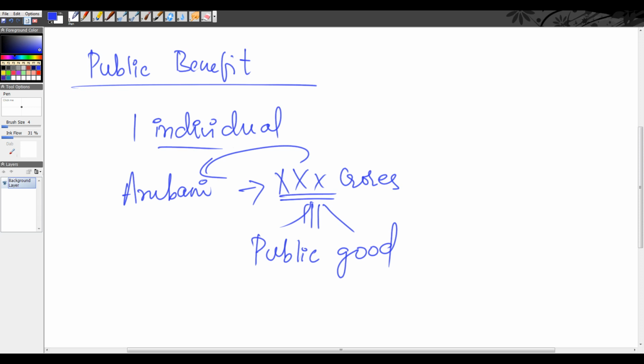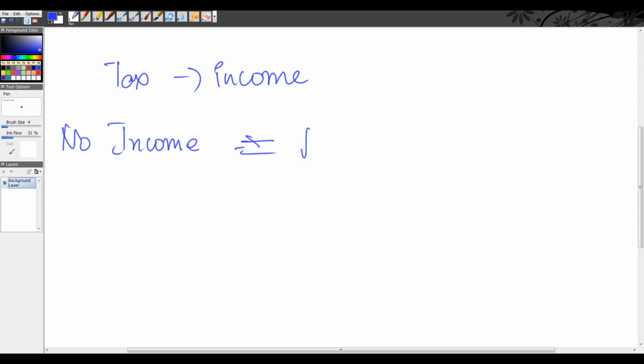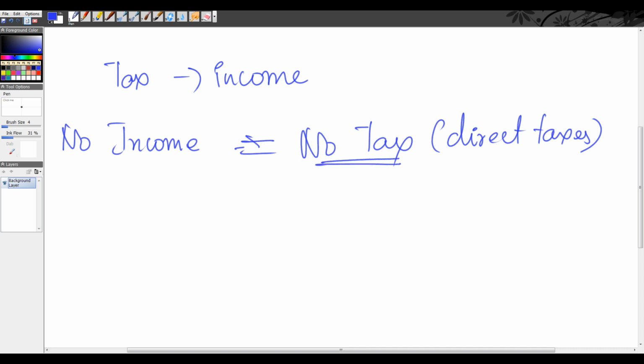So for that reason, tax collected from one and all is meant for the public benefit and not for the benefit of any one individual. Then what else is there? Tax is paid out of the income of the taxpayer. That means if there is no income for a particular person, then no income means no tax. Of course, I am referring to only the direct taxes. So if you do not earn any income during a particular previous year, then you need not pay any tax.